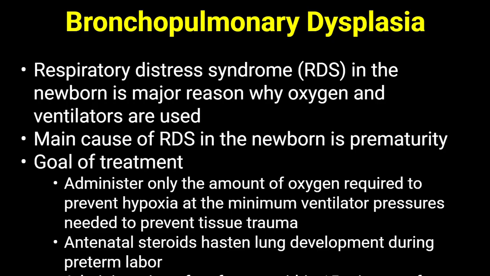Prevention strategies include antenatal steroids, which hasten lung development during preterm labor. Administration of surfactant within 15 minutes of delivery can also be helpful. These interventions have dramatically improved outcomes for preterm infants.